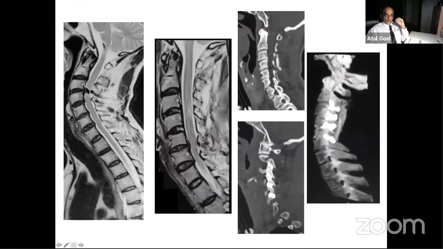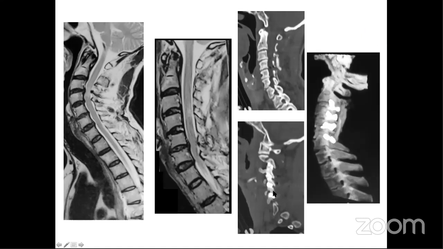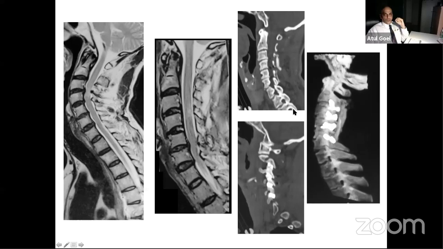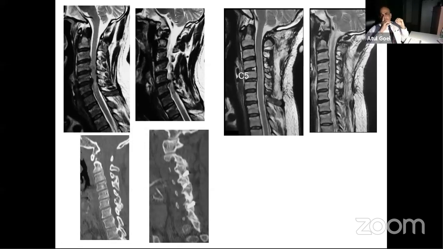This is another case. You see there is multi-level disc degeneration, and this is post-operative. There you see the new disc formation. There you see the osteophyte has disappeared. The ligamentum flavum has opened up. This is multi-level stabilization with interfacetal spaces, which I have labeled as Goel facetal spaces, which I will show you.